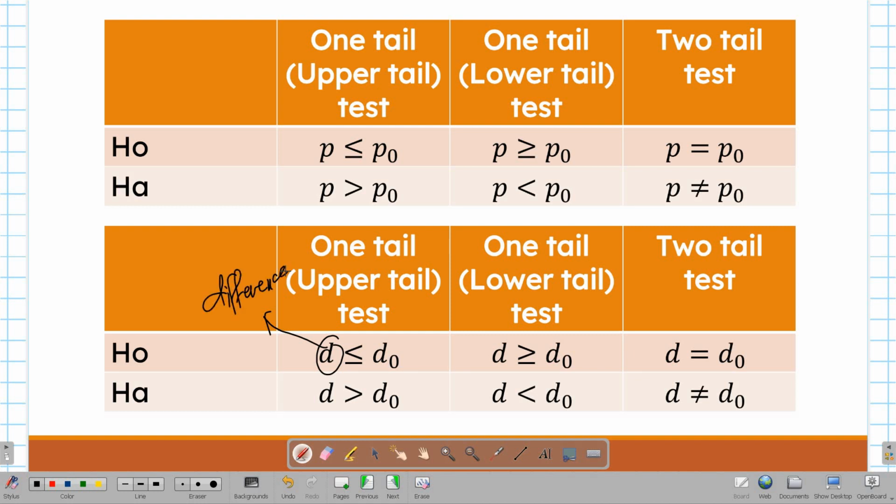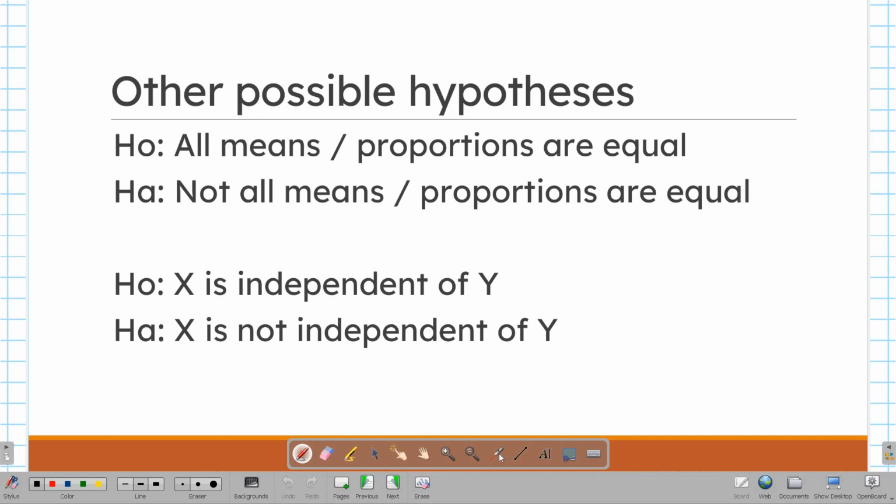Later on, not later on, but in the upcoming lessons, we're going to talk about whether the mean of one group is equal to the mean of the other group. And if they're equal, then their difference should be 0. Although there will be cases where we want to know whether the hypothesized difference is equal to a certain number, most of the time it's whether or not the difference is equal to 0, meaning are they equal or not.